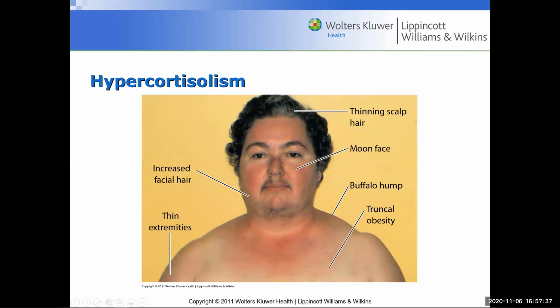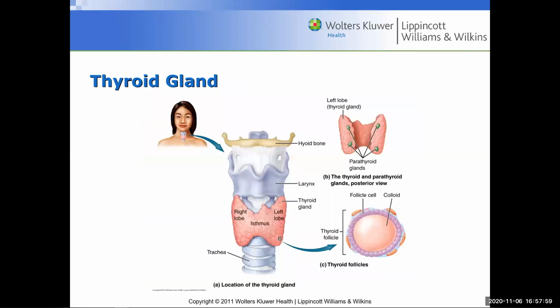And here is an example of hypercortisolism in terms of some of the structures which are associated with it. You have a moon face in terms of rounding, buffalo hump, truncal obesity, increased facial hair, thin extremities, and of course, thinning scalp hair. All of these are associated with hypercortisolism.